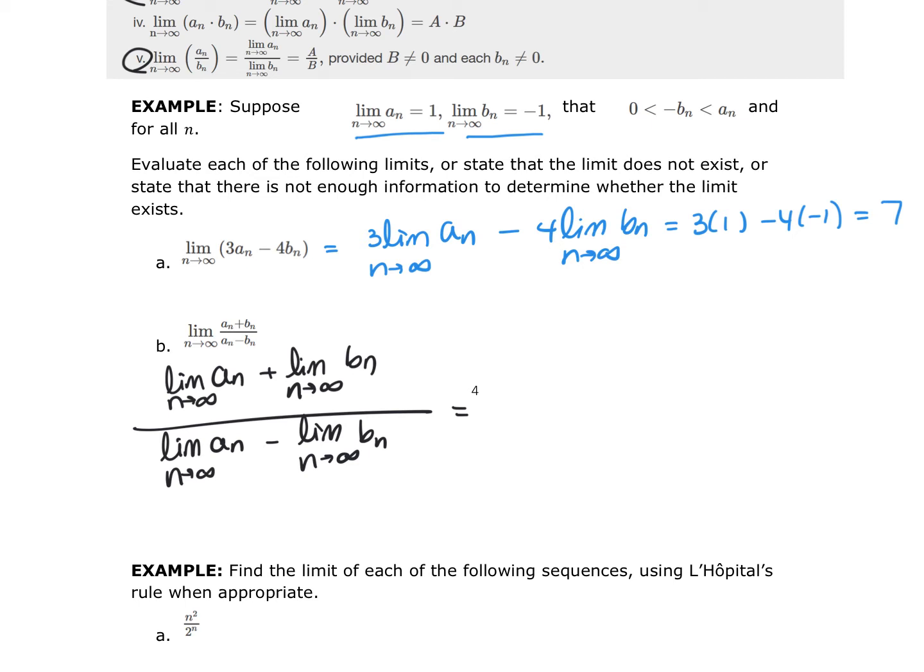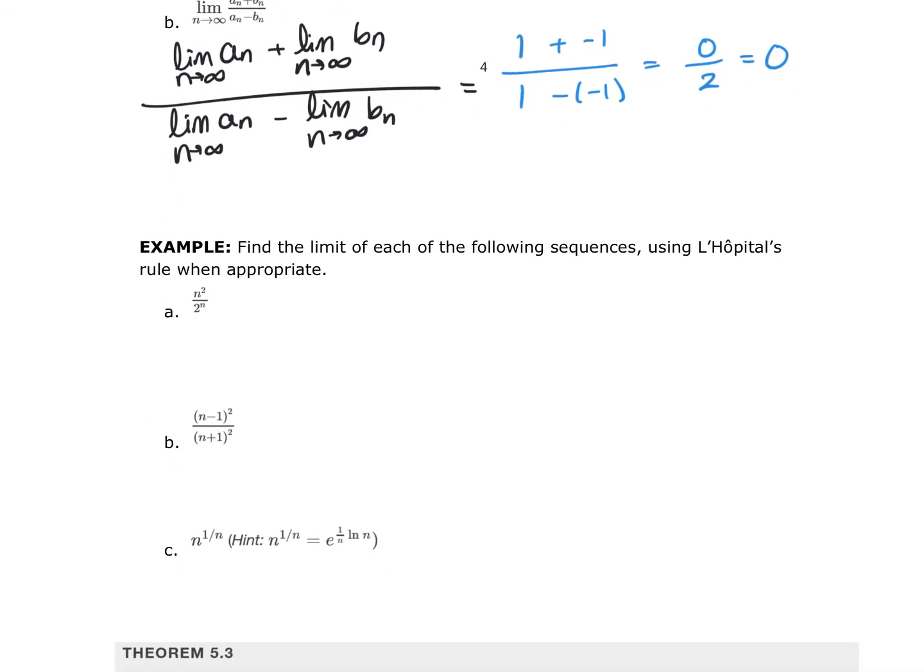And now I can do the replacement. The limit as n goes to infinity of a sub n, we know that's 1. And then plus the limit as n goes to infinity of b sub n, that's negative 1. And in the denominator, I have 1 minus a negative 1. So I end up with a 0 over 1, which gives me just 0. Actually, 0 over 2. I cannot add today. I am sketchy. Gotta be paying attention because I'm sketchy.